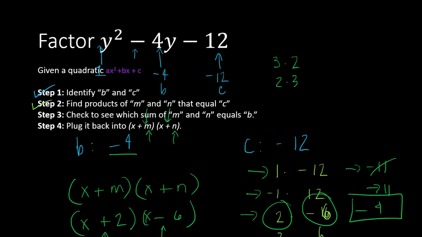So now we found that x plus 2 times the quantity of x minus 6 is the factored version of x squared minus 4x minus 12, and I always encourage you to double check at the end by FOILing your expression. So when I take the first terms and multiply them together, I get x squared, outside, inside, and last. When I simplify this, I do end up with my original expression, x squared minus 4x minus 12.